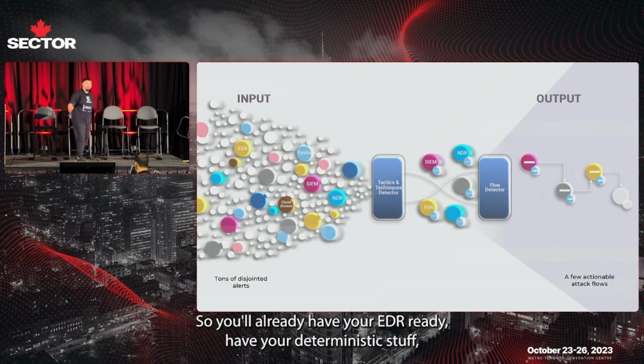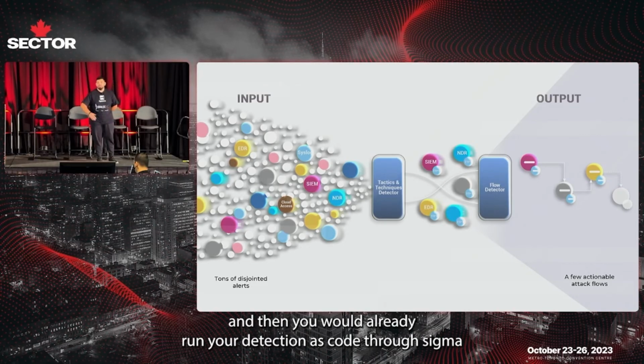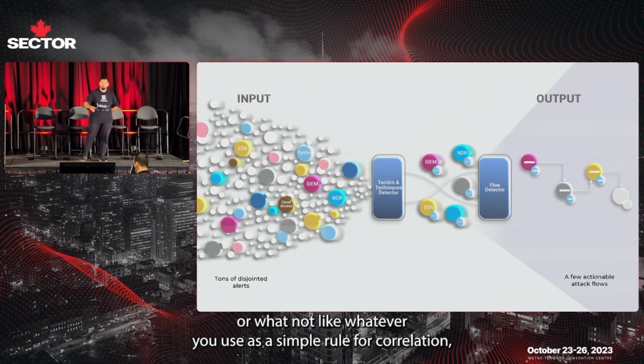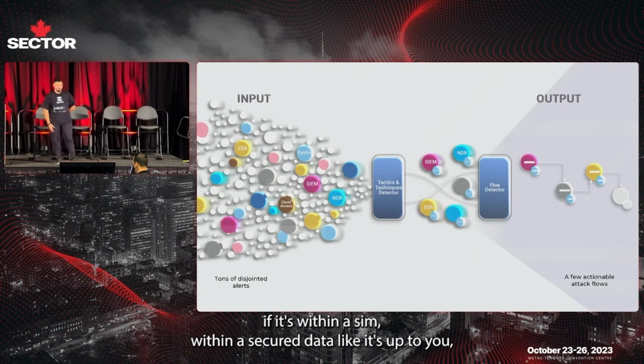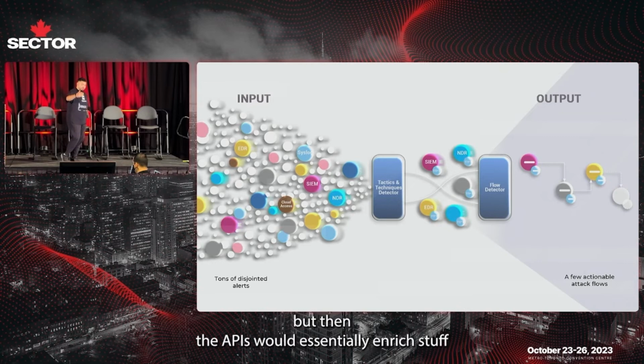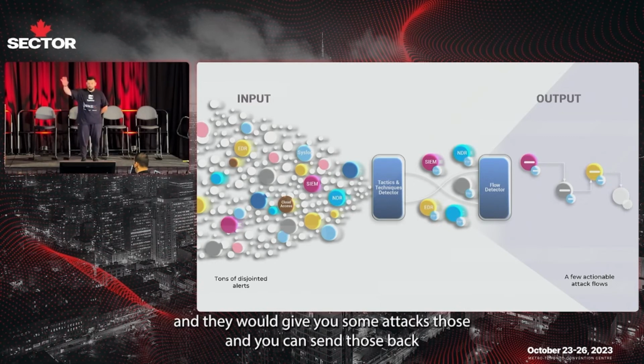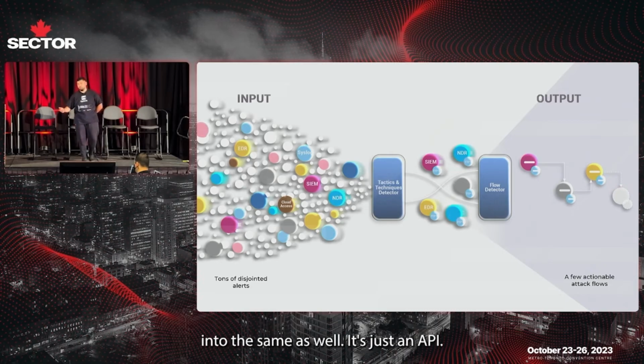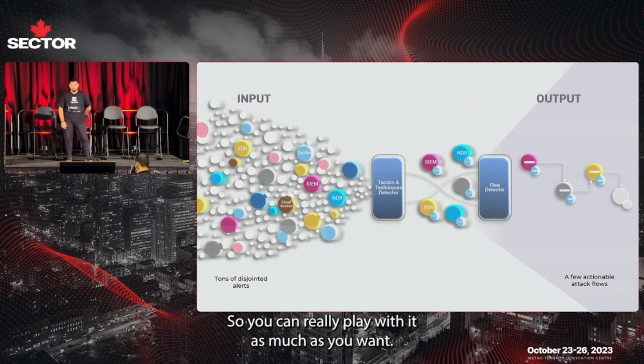So you'll already have your EDR, you'll already have your deterministic stuff, and then you'd already run your detection as code through Sigma or whatnot, like whatever you use as a SIEM rule for correlation. If it's within a SIEM, within a security data lake, it's up to you. But then the APIs would essentially enrich stuff, and they would give you some attack flows, and you can send those back into the SIEM as well. It's just an API, so you can really play with it as much as you want.